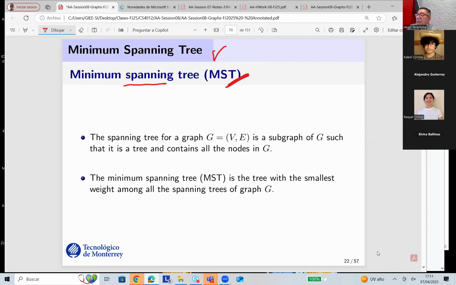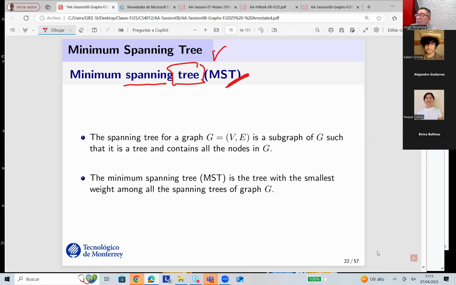What is a spanning tree? What is a tree? We said that it's a structure, or what is the main feature of a tree? It doesn't have cycles, right? It's connected by just one path. That is correct.